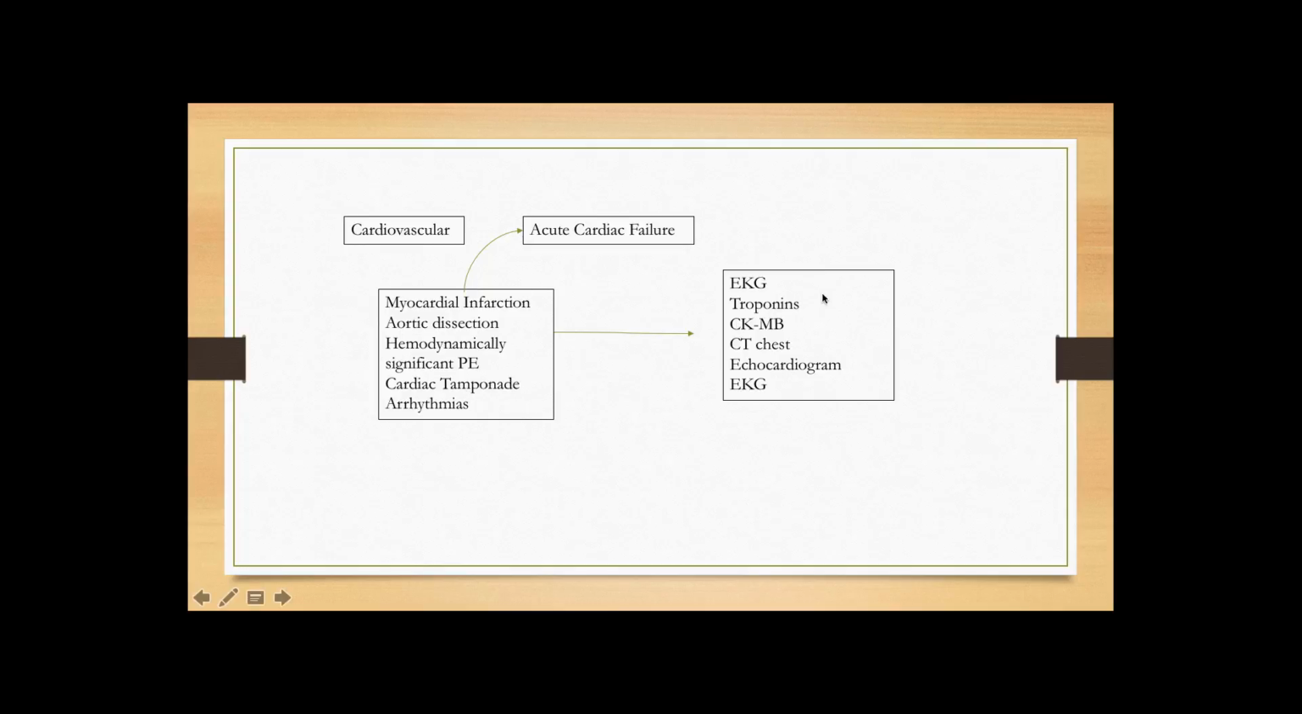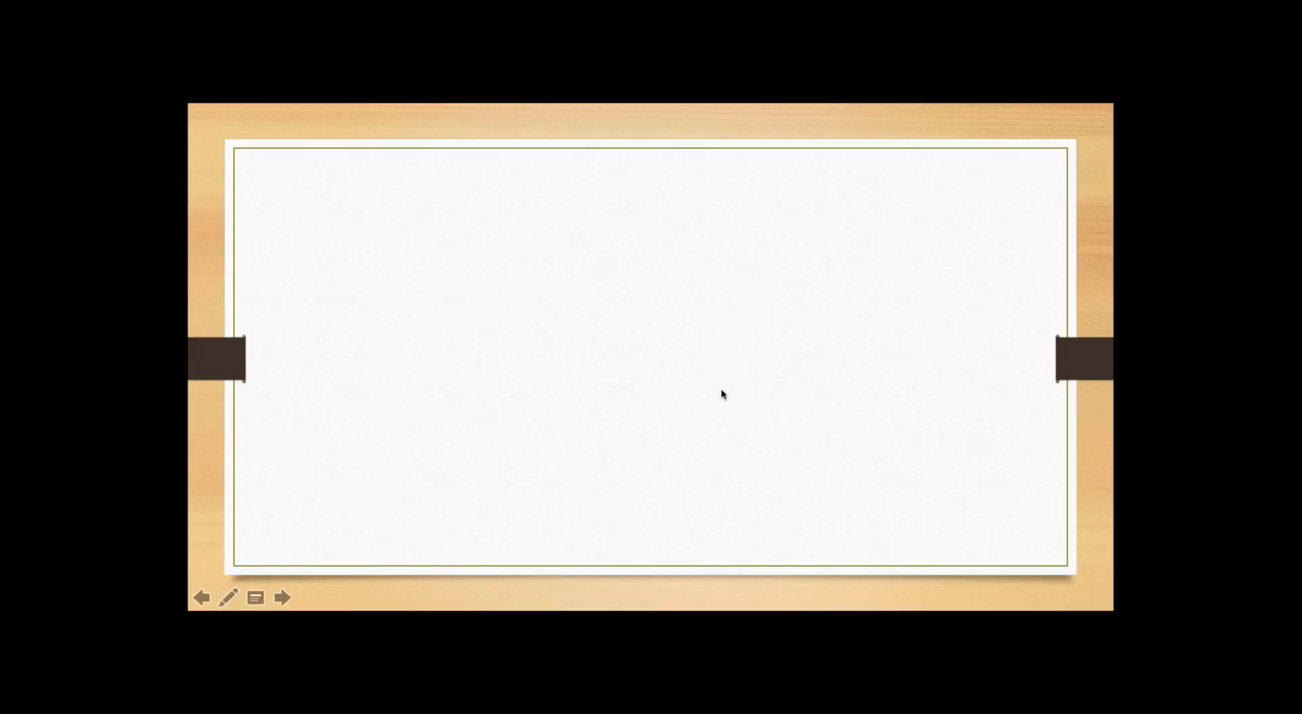So of course you already know EKG, troponins, cardiac enzymes, CK-MB, CT scan of the chest, echocardiogram, and EKG again for the last diagnosis. So all these orders, or the tests and labs, will be extremely important when you're considering these diagnoses. So remember that all your orders must be because of some consideration of a diagnosis, so not randomly ordering everything under the sun.